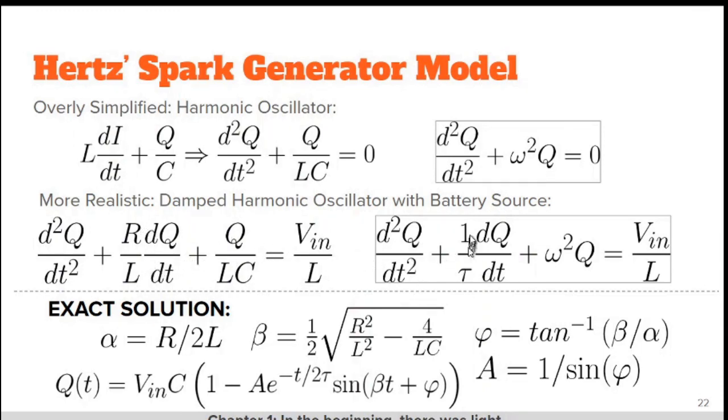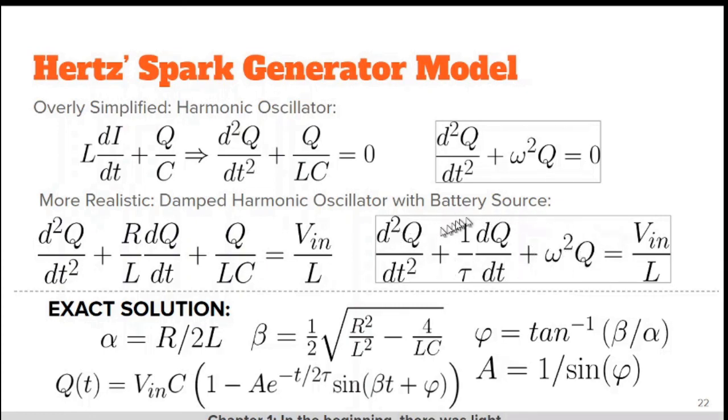And so 1 over tau, where tau is defined as L over R. And then omega squared has the same definition. It's just 1 over LC. So that means that the frequency omega is 1 over the square root of LC. And this equals Vn over L.